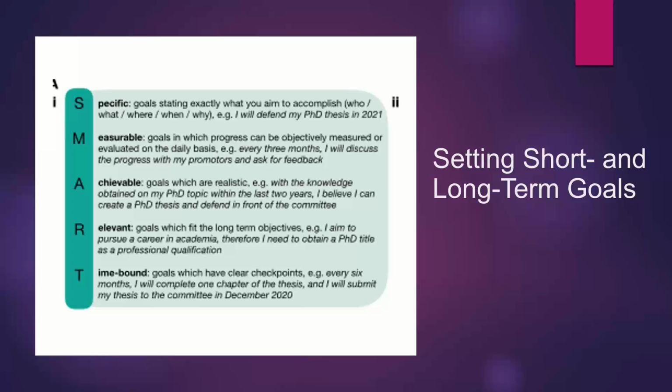You want relevant goals, so goals which fit your long-term objectives. So if you are aiming to pursue a career in academia, you need to take steps to get a job in academia as an assistant professor. You also want time-bound goals, so goals which have clear checkpoints. So in your 5-year timeline that you're going to have in your career development section, you need to set certain time limits where your mentor will check in and make sure that you've achieved those goals. We'll get into this in the next few sections.